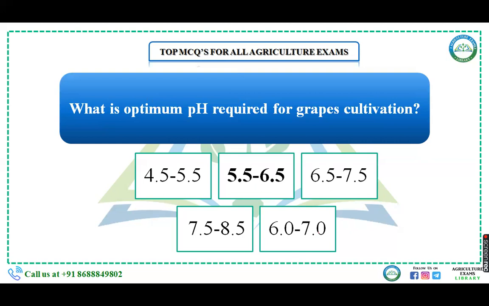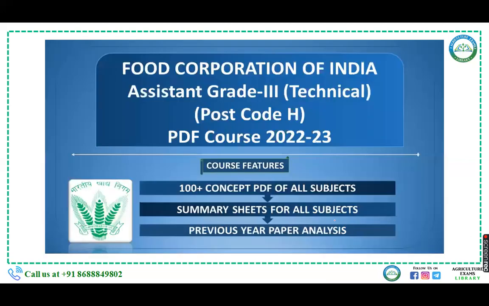What is the optimum pH required for grapes cultivation? 4.5 to 5.5, 5.5 to 6.5, 6.5 to 7.5, 7.5 to 8.5, 6 to 7. See, this is also an important section. Do try to remember the pH of various important crops, either agronomic crops or horticulture crops, even the ideal temperature for cultivation. That is also very important. So here the pH required for grapes is 5.5 to 6.5. That is acidic pH.